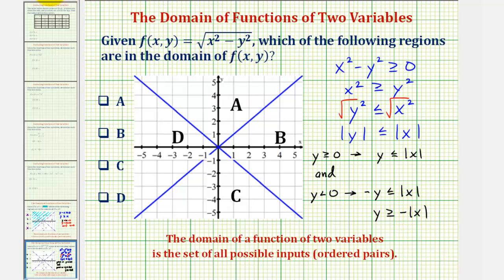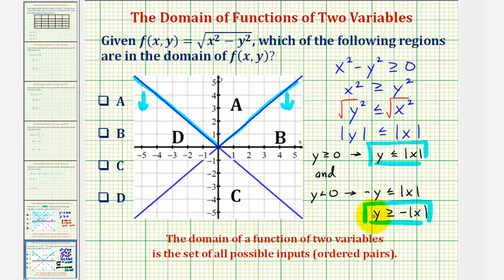And therefore, to find the domain of f(x, y), we want to graph this inequality and this inequality and determine when they're both true. So to graph y is less than or equal to the absolute value of x, we should recognize that this V shape here would be the absolute value of x. So if we want to graph y is less than or equal to the absolute value of x, we would actually shade down.